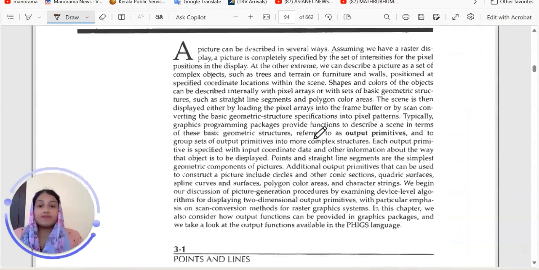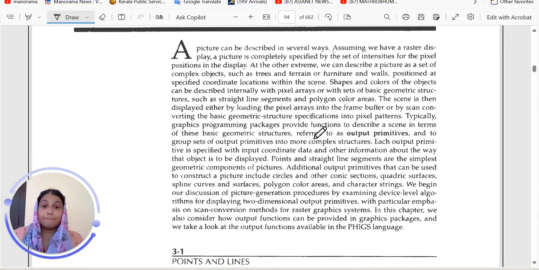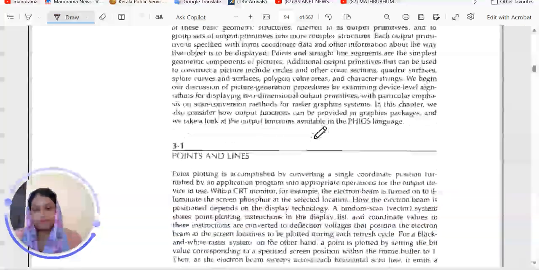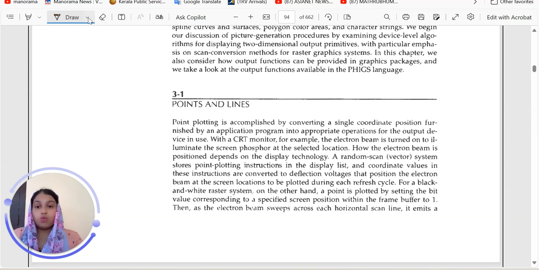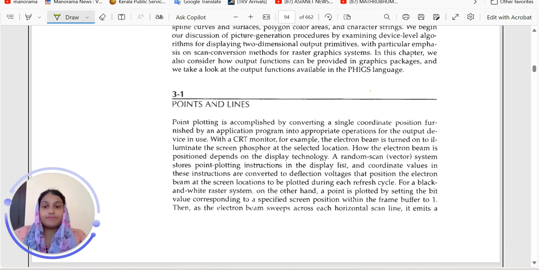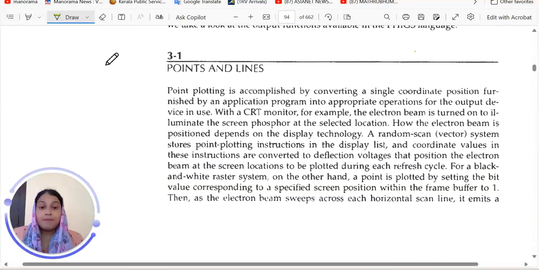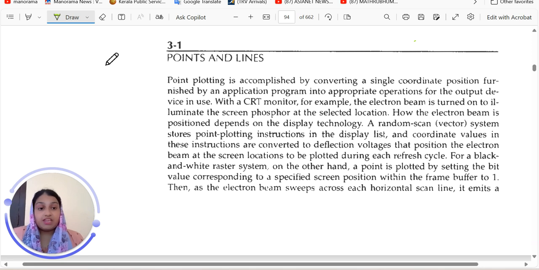A picture can be displayed in several ways. Assuming we have a raster display, a picture is completely specified by the set of intensities for the pixel positions in the display. First, we have to learn what points and lines are. Point plotting is accomplished by converting a single coordinate position furnished by an application program into appropriate operations for the output device in use.